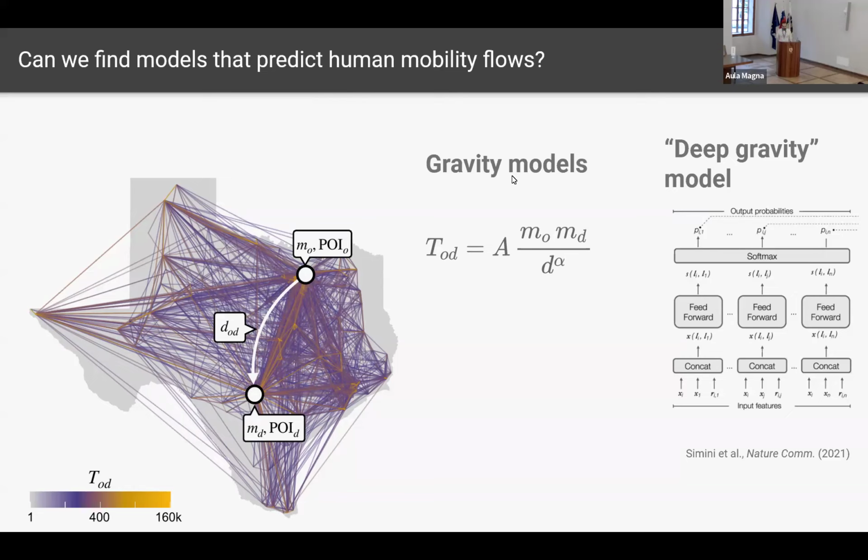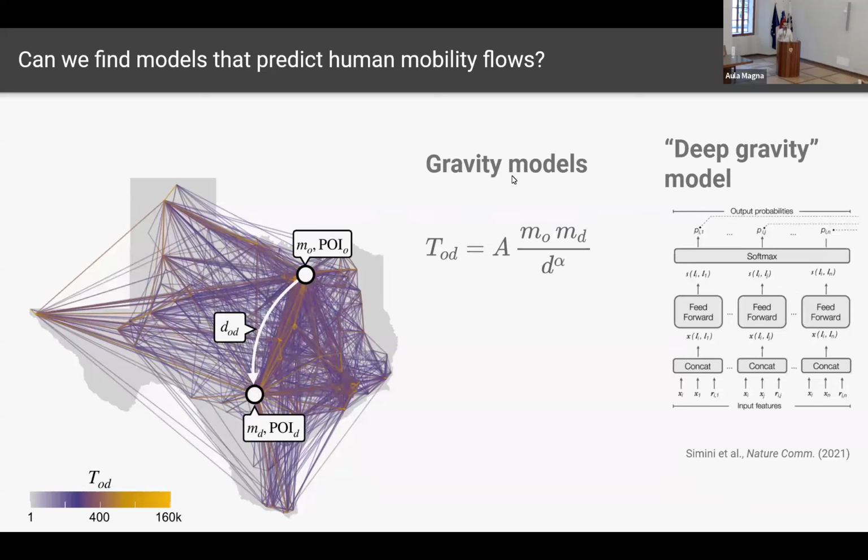And of course, these models are very easy to interpret, right? And they make predictions that are not totally crazy, but they are not accurate. They are qualitatively correct, but they are not great predictions. So this is one end of the modeling spectrum for this problem of modeling mobility flows between cities.